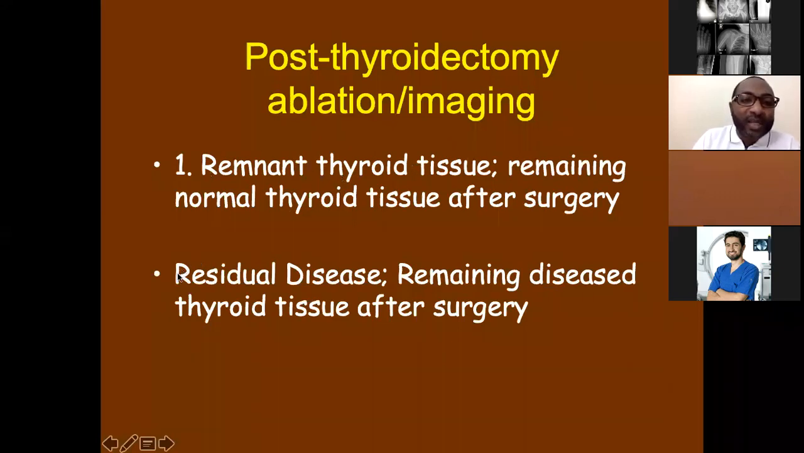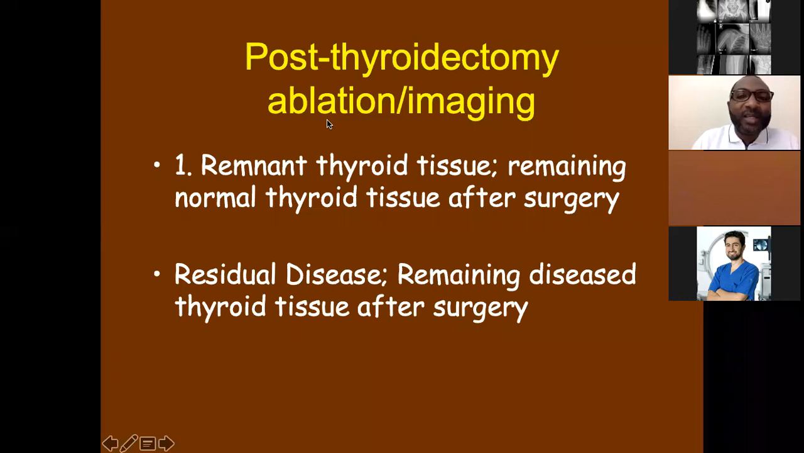And then you have a residual disease. Sometimes after surgery, any tissue that remains after surgery is termed a residual disease. It is often difficult to distinguish between a remnant thyroid tissue and residual disease, but I'll show you subsequently in our images some of the telltale signs that can help you in differentiating between remnant thyroid tissue and residual thyroid disease. But these are features that we look out for in patients who have had post-thyroidectomy ablation.